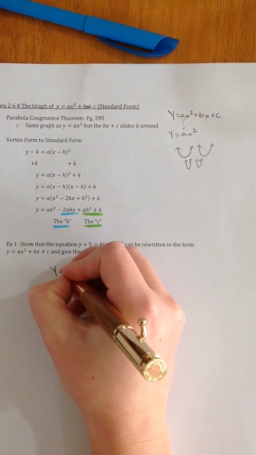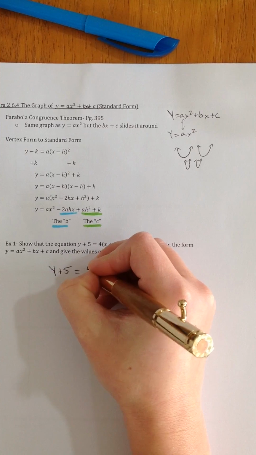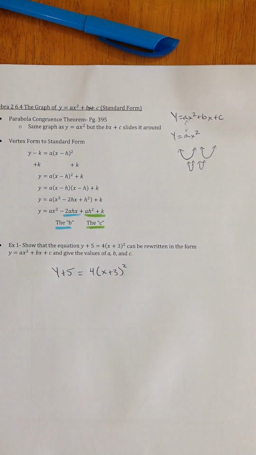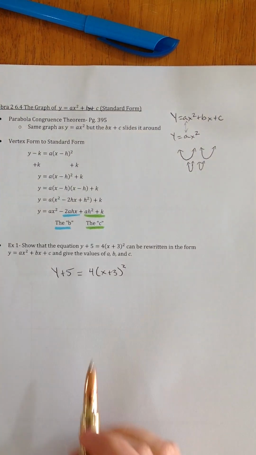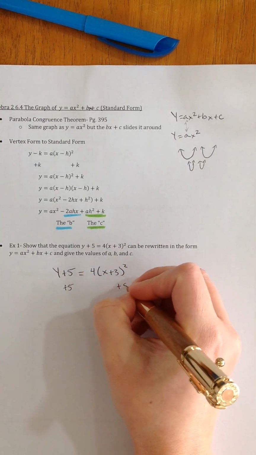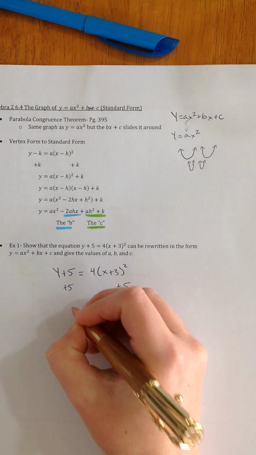So y plus 5 is equal to 4 parentheses x plus 3, and then that chunk squared. The first thing I would do is probably get the 5 to the other side. This doesn't have to be your first step, but I'm going to start with it that way. So that way I've got the y by itself here.